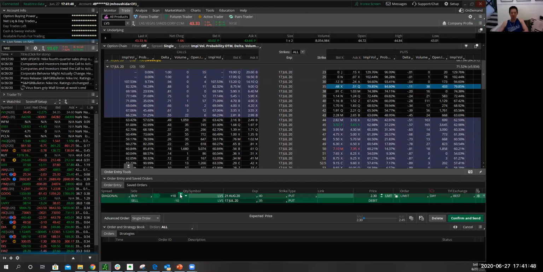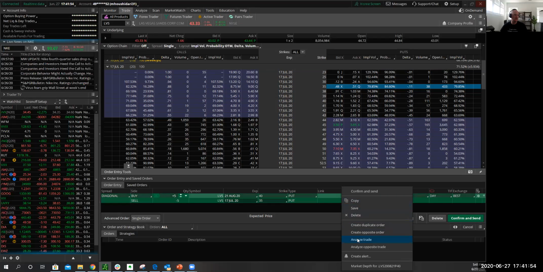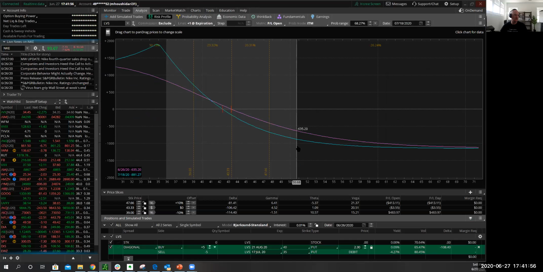Yeah, let's check that out. Let's just do 5 contracts and see what that looks like. We're going to the analyze tab here, and it's currently trading at 43.33. So, we're not getting positive theta on this until it goes down.